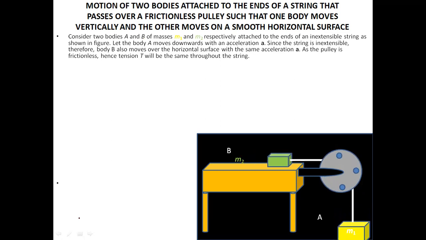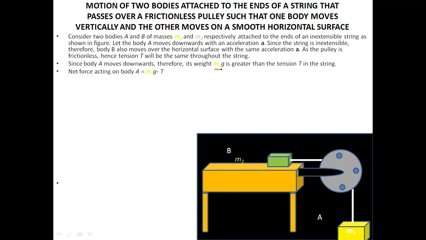Now, the acceleration is in the direction of the heavier force. Since body A moves downwards, therefore the weight mg is greater than the tension T in the string, just like in the previous case. The net force on body A will be m1g minus T. That means this weight is greater than the tension which was pulling it upwards. So we will subtract the tension from the weight.